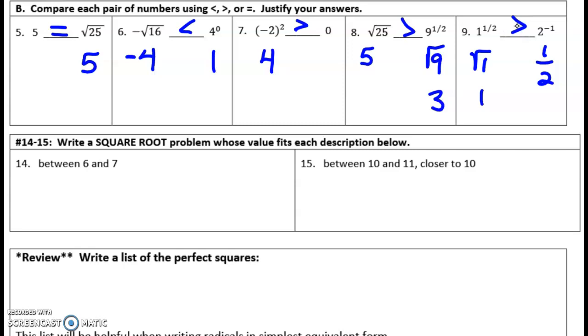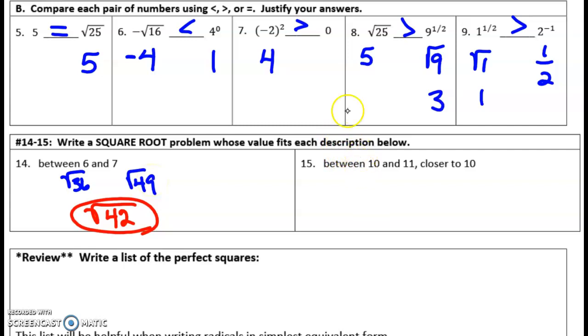Now here it's asking you to write a square root problem whose values fit each description below. We want the answer to be between 6 and 7. Well, if I wanted 6 as a square root, that would be the square root of 36. And if I wanted 7 as a square root, that would be 49. So if I want a square root that's between those two things, I just want the square root of some number between 36 and 49. So let's say 42. You can pick any of the numbers between 36 and 49.